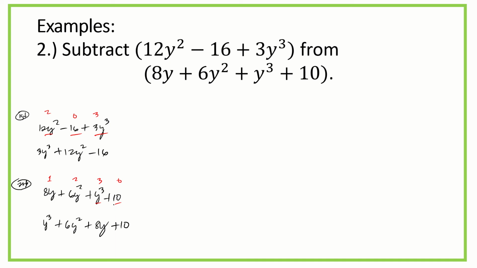And then this is the perfect time for you to translate. Subtract blank from blank. So there's a word "from" again. That means that the 12y squared minus 16 plus 3y cubed, which is now 3y cubed plus 12y squared minus 16, should be here on the right side of our minus. So 3y cubed plus 12y squared minus 16. Then this one, 8y plus 6y squared plus y cubed plus 10, which is now y cubed plus 6y squared plus 8y plus 10, should be here on the left side of our minus sign.